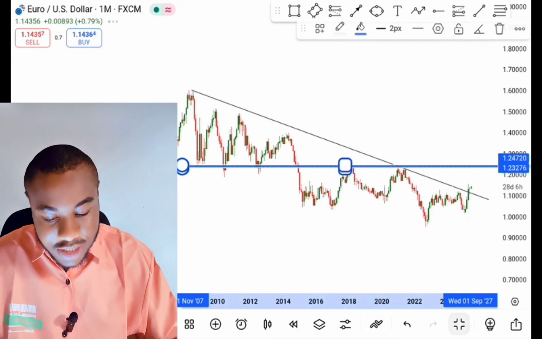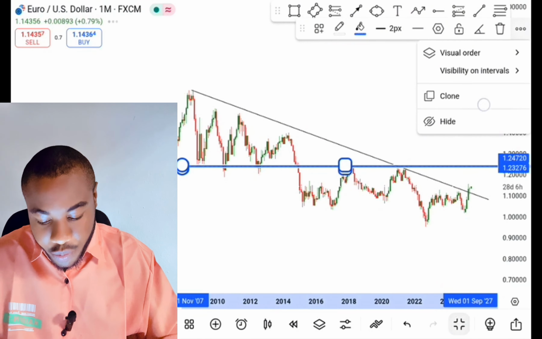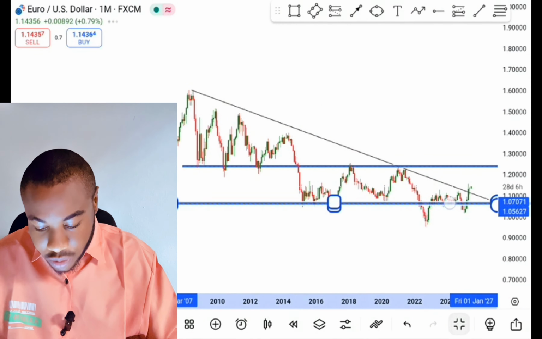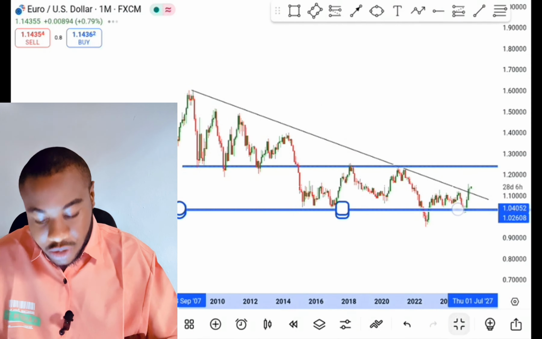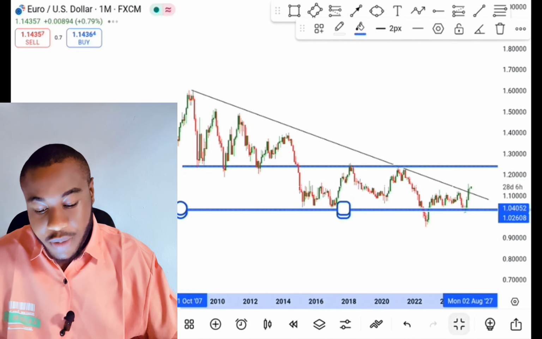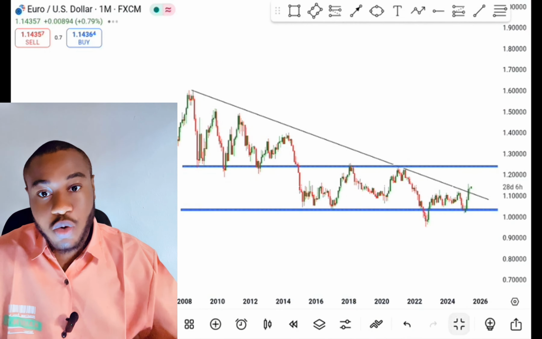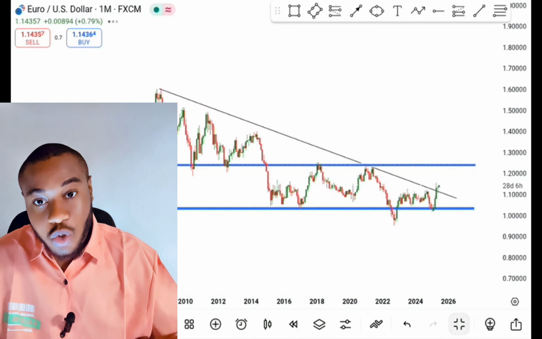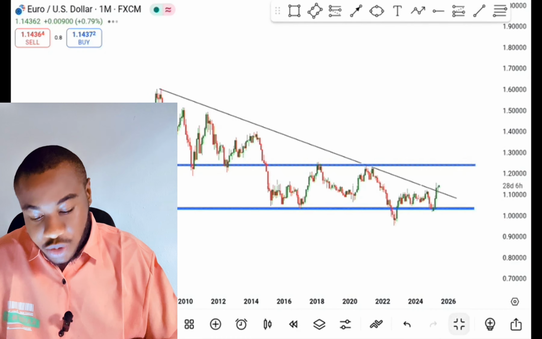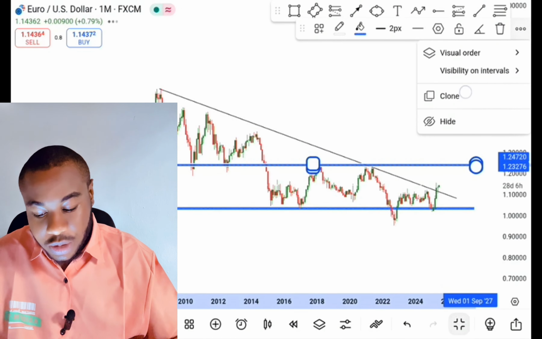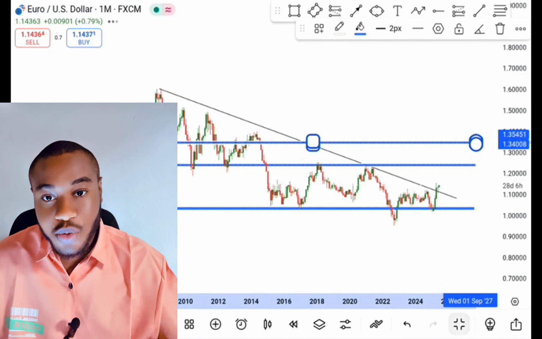Another support point we'll be drawing. You see what I just did? I did not draw another one, I just cloned it, and it produced a new zone for me. Whenever you want to clone a new one, just click on the zone, and you see these three dots here. Just click on the three dots and you see clone. You just clone a new one.